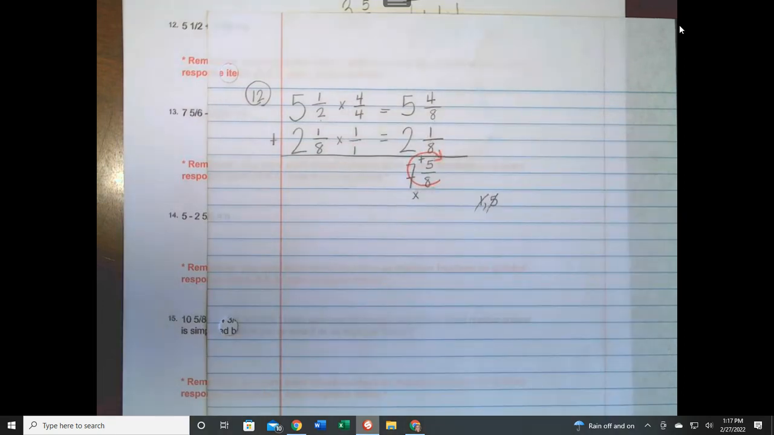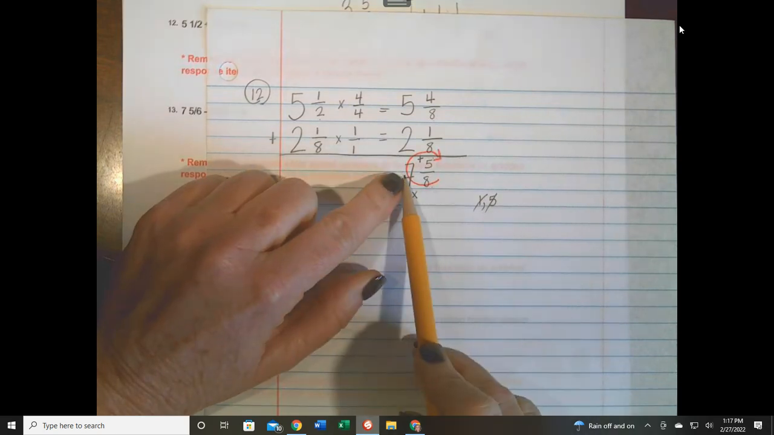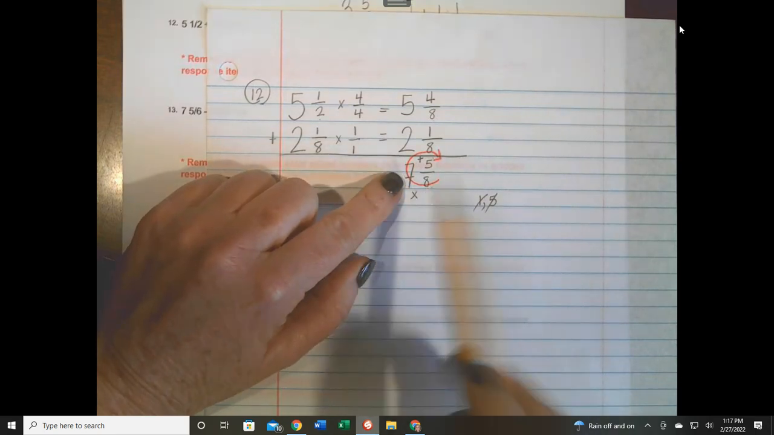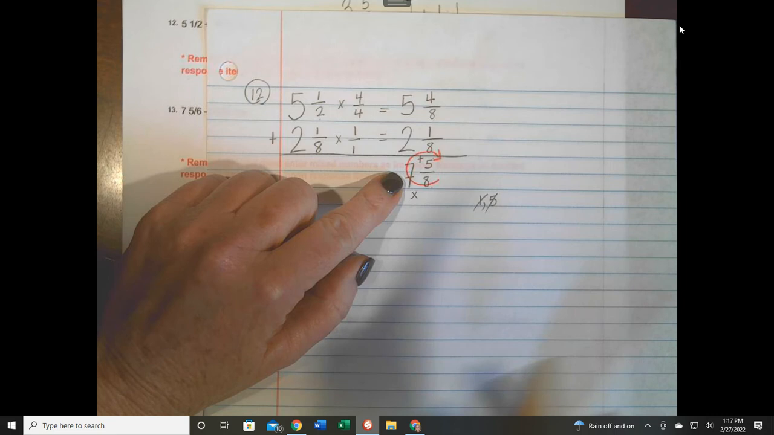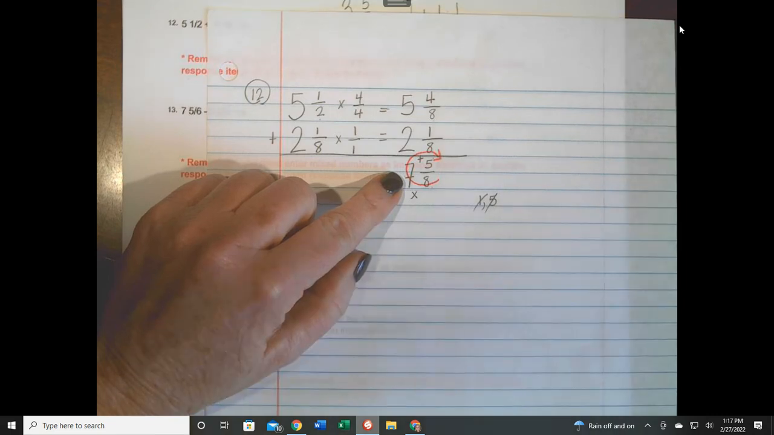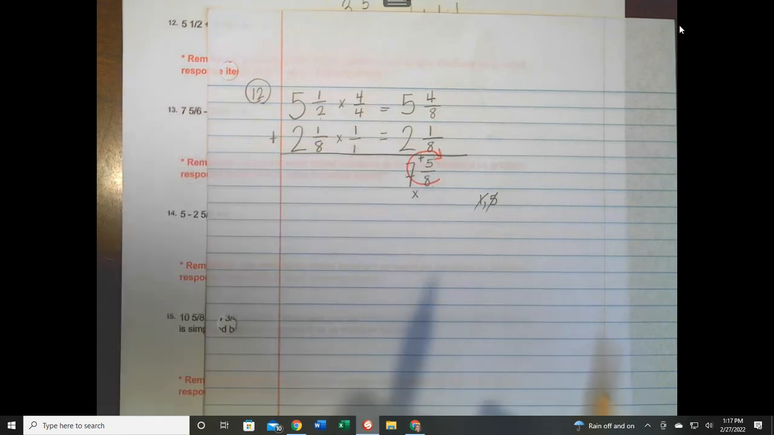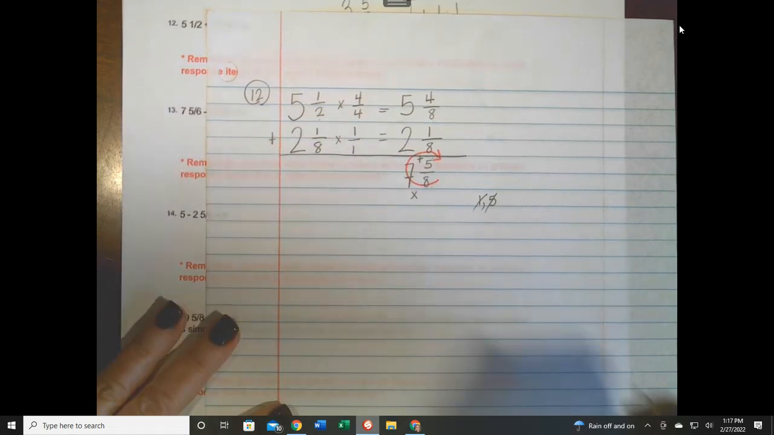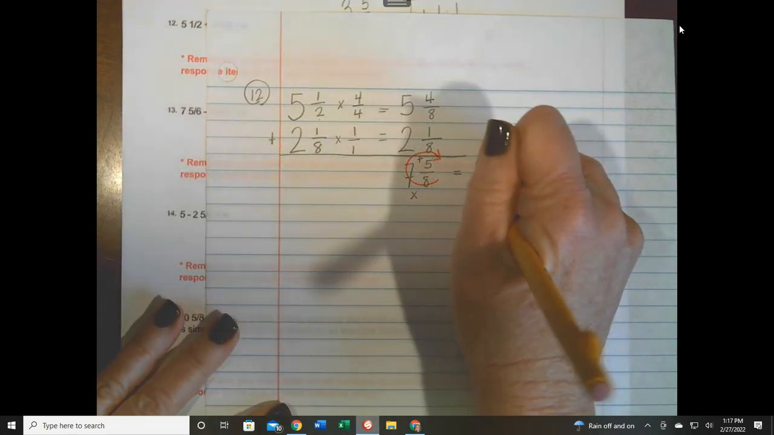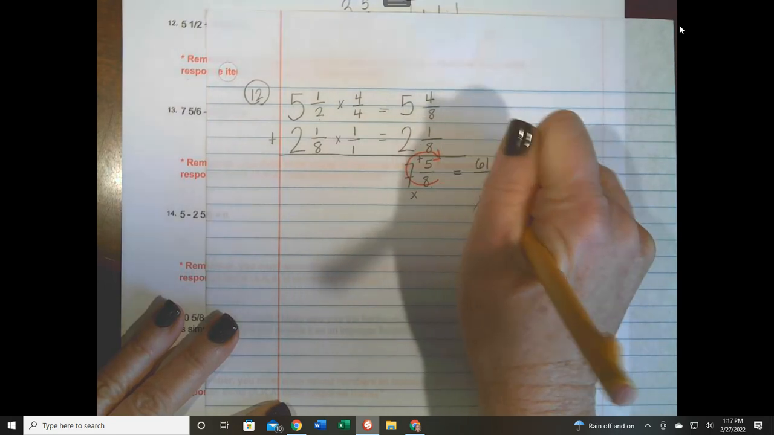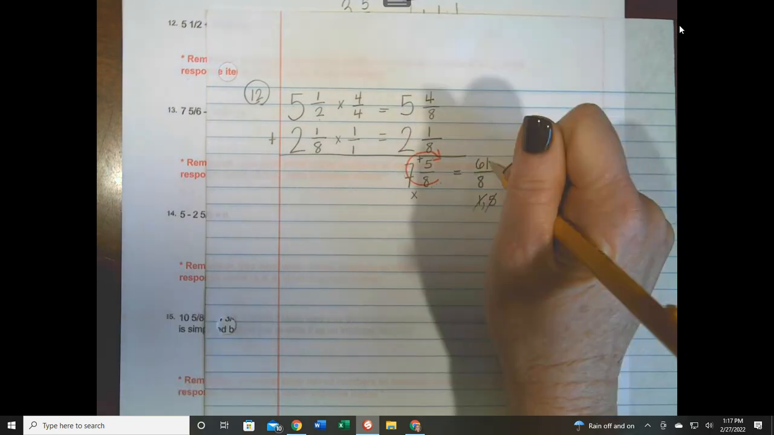And the reason that works, think about it. In 7 wholes, there are 8 eighths, right? So 7 times 8 means there's 56 little eighths in 7 wholes. And then we have 5 eighths with it. So that gives me 61. And then, of course, we're working with eighths. So I get 61/8.